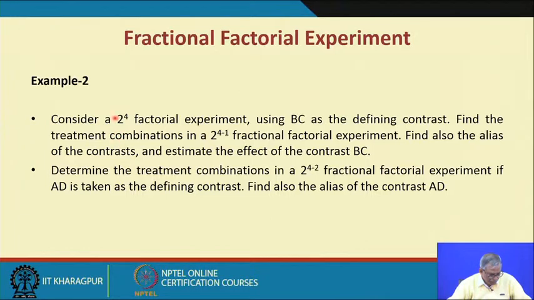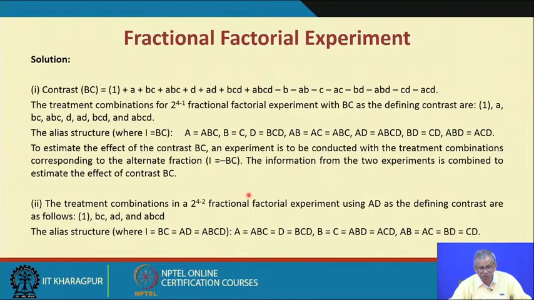So this is an example. Please go through these examples. Consider a 2 to the power 4 factorial experiment using BC as the defining contrast. Find the treatment combinations in a 2 to the power 4 minus 1 fractional factorial experiment. Find also the aliases of the contrast and estimate the effects of the contrast BC. Then determine the treatment combinations in a 2 to the power 4 minus 2 fractional factorial experiment. If AD is taken as the defining contrast, find also the aliases of the contrast. These are the typical problems we set under fractional factorial experiments.